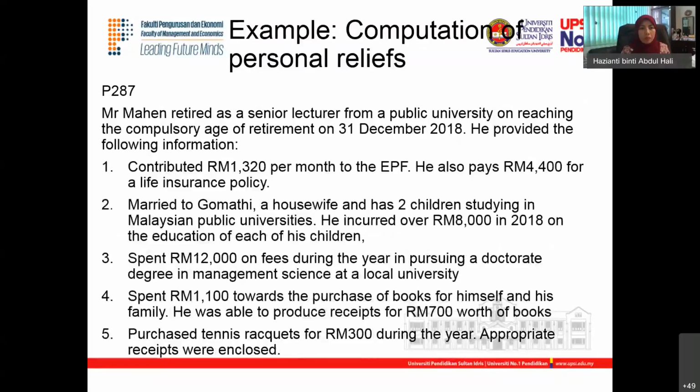Alright, for Mr. Mahir ni, I think I share with you the question kan? Ingat tak, we did Mr. Mahir last week kan? Mana soalan tu lah? So, or maybe I copied the same question here, provided for my information.